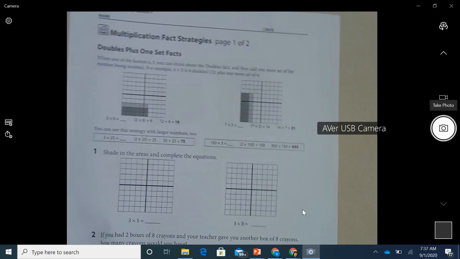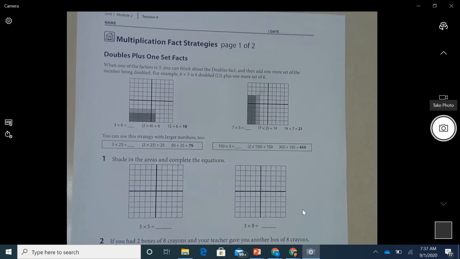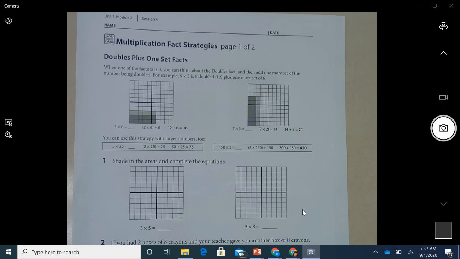Good morning. We are going to be reviewing multiplication fact strategies in this video. It's very similar to what we went over yesterday when you took notes in your math journal during our class meeting. So I'm going to go over this.